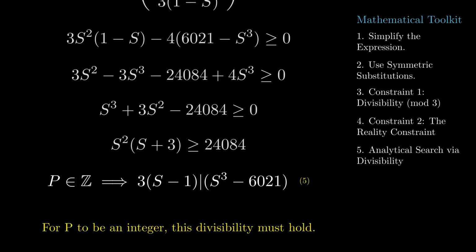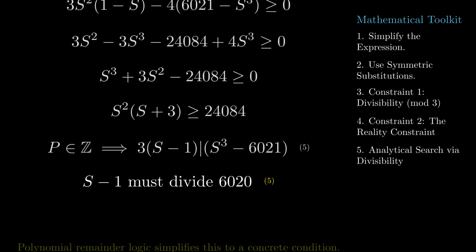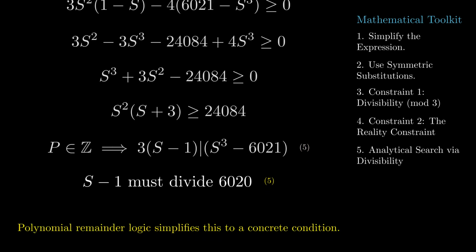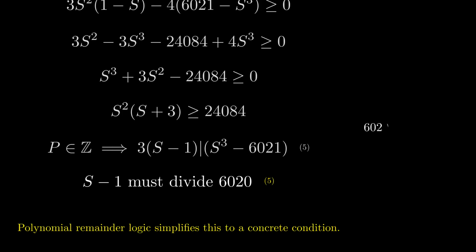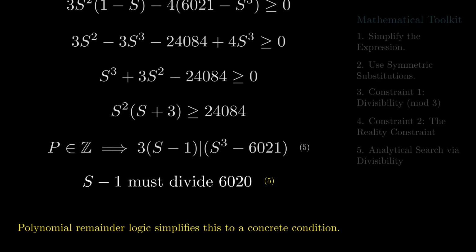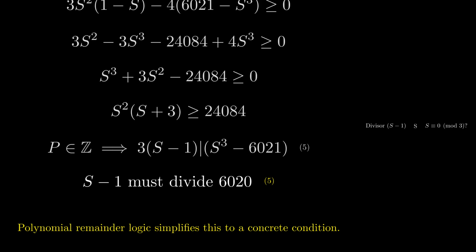For p to be an integer, s cubed minus 621 must be divisible by 3 times s minus 1. Using polynomial remainder logic, this simplifies dramatically. s minus 1 must be a divisor of 6020. This is a massive breakthrough. Let's prime factorize 6020 on our canvas to see its building blocks.